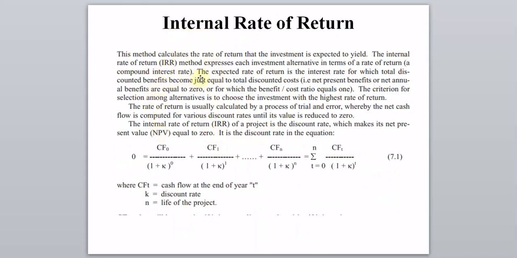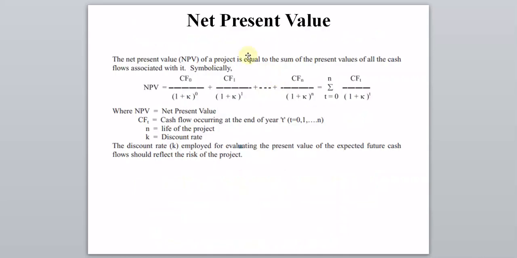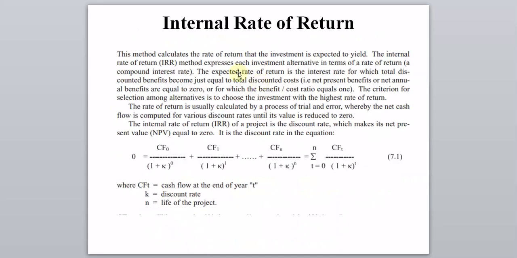So this internal rate of return is quite similar to the net present value. Basically, the internal rate of return indicates the rate of return in terms of compound interest. It is the rate of return of a project or investment in terms of compound interest rate, and it is mostly concerned with profitability. This method calculates the return that the investment is expected to yield.